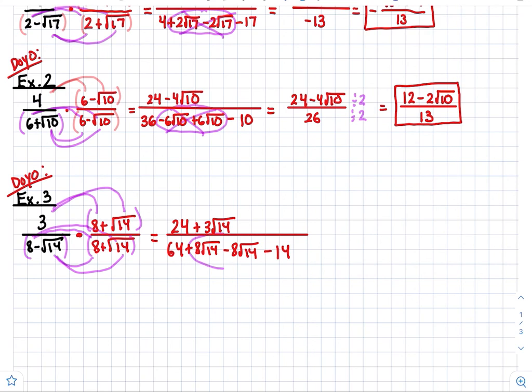Now let's clean this up. Okay, right here, these cancel. So we have 24 plus 3 square root of 14 all over 64 minus 14, which is 50. And there is no number that could go into all of these, so this is as simplified as it gets.